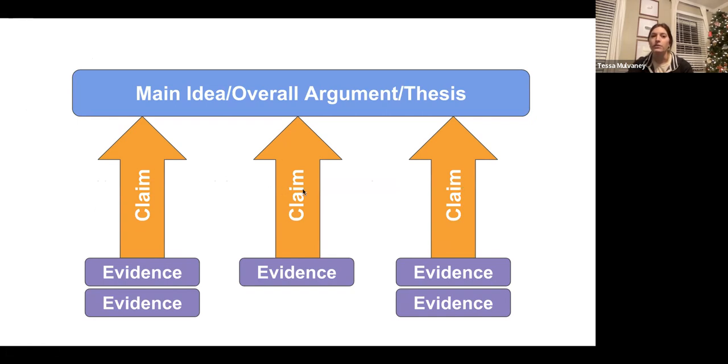Then what we do is we look at those 3 claims and we look at the summation of those claims. We look at how they function together and we ask ourselves, what is the overall message here? Because those 3 claims are going to be used to support an overall message, to further explain an overall idea or thesis that the author set out to write this article about.